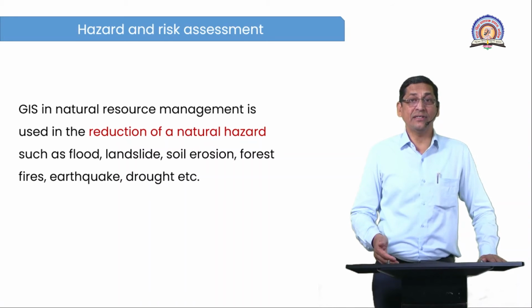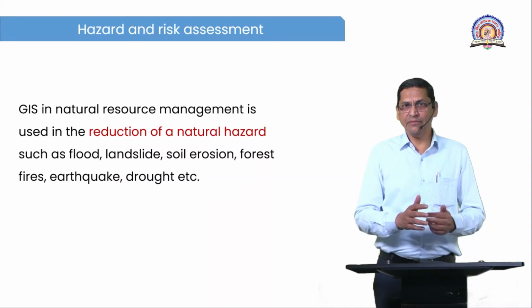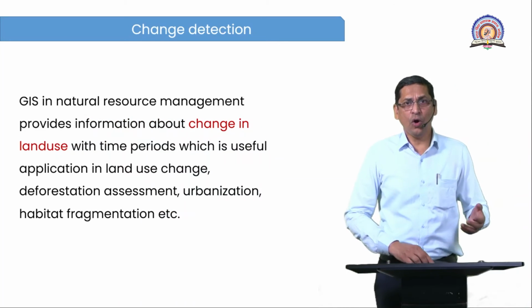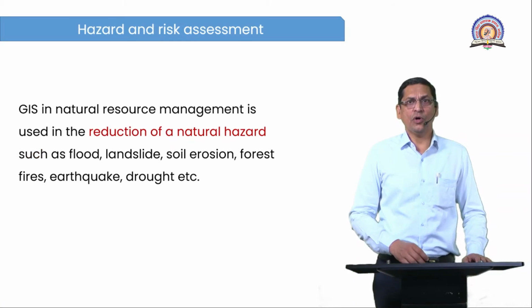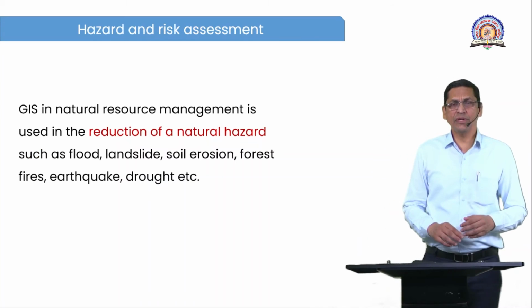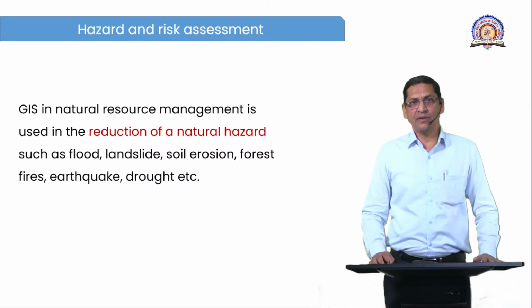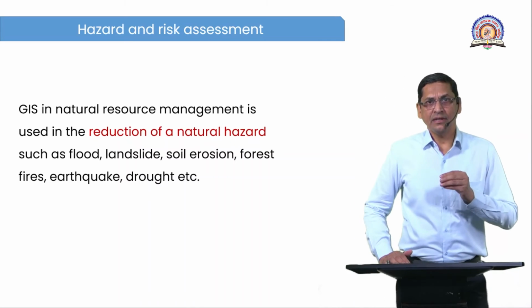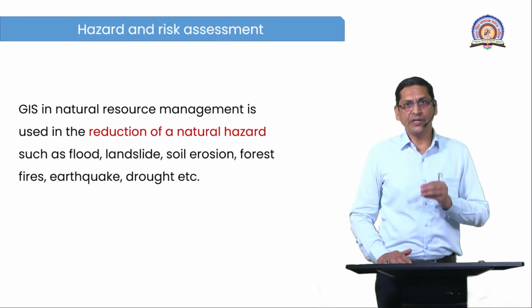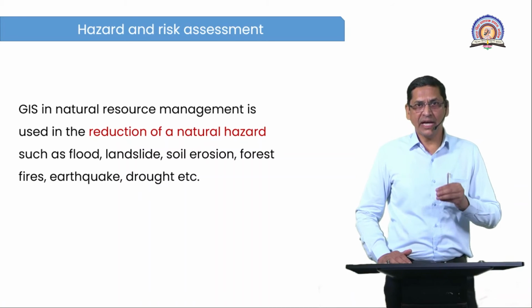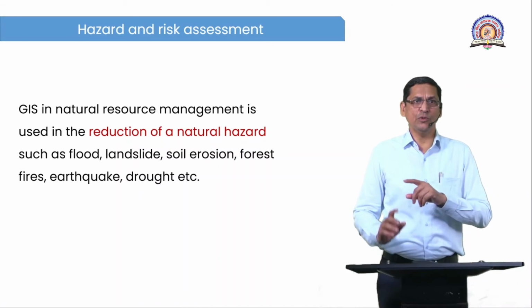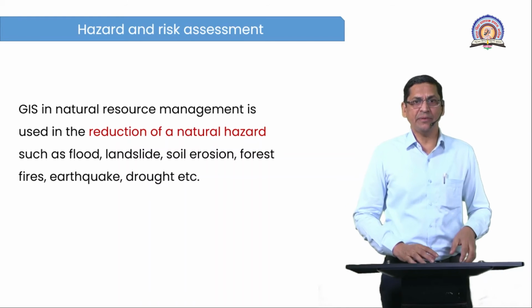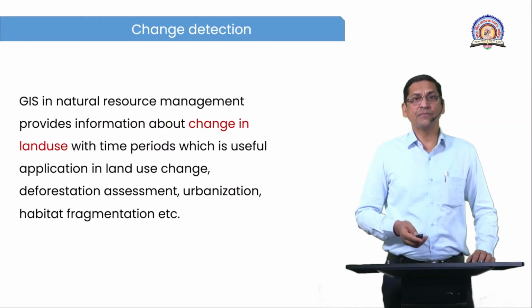By using GIS and some other techniques and human efforts, we can certainly reduce the threat of these natural hazards. Certainly, we cannot avoid natural hazards, for example, floods or droughts or cyclones. We cannot avoid these, but at least we can reduce the threat, or reduce the loss of lives and property by using GIS. So, in hazard and risk assessment, GIS can be used.